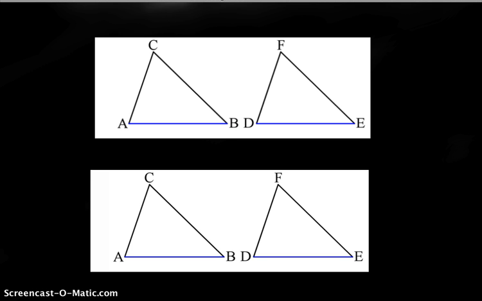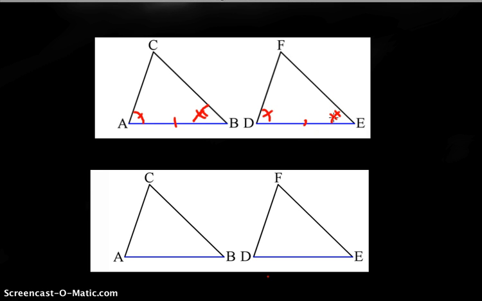The first way is going to be angle-side-angle congruency. So that is what it sounds like. Basically we have these two triangles here, and we have an angle. Then we have this side is equal to this side, and then we have these two angles are equal. Then we have that these two triangles are congruent.